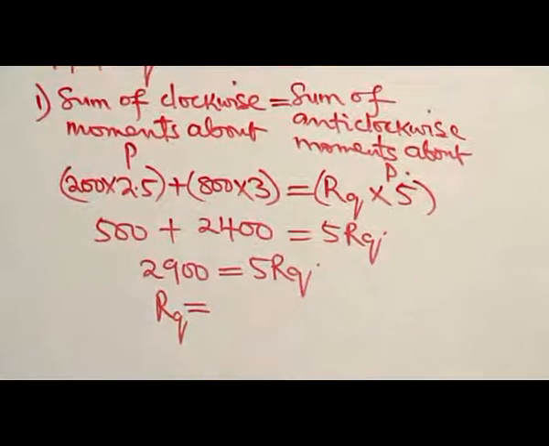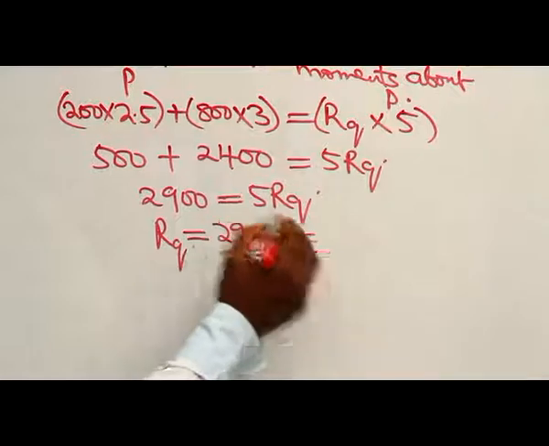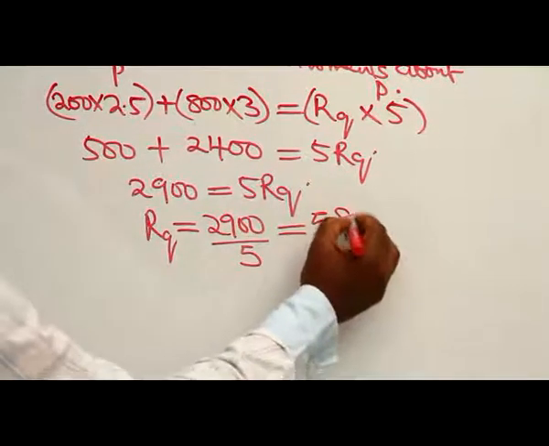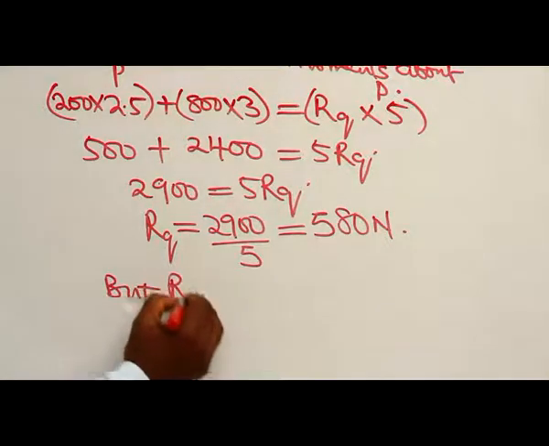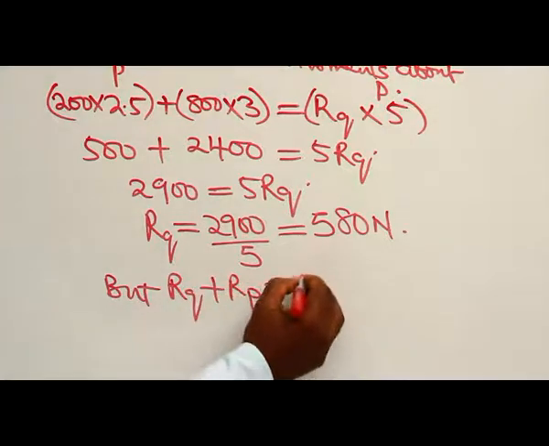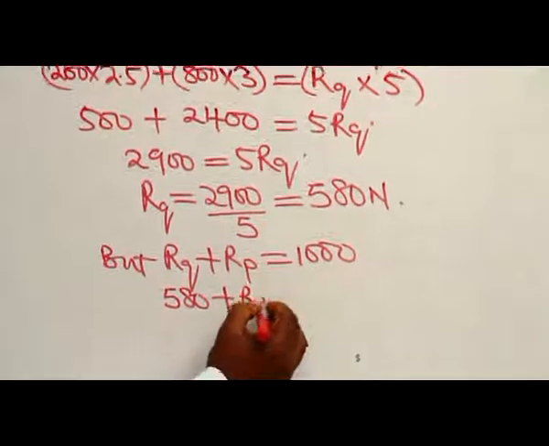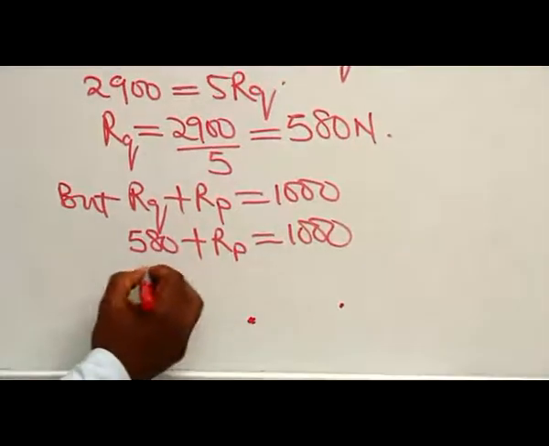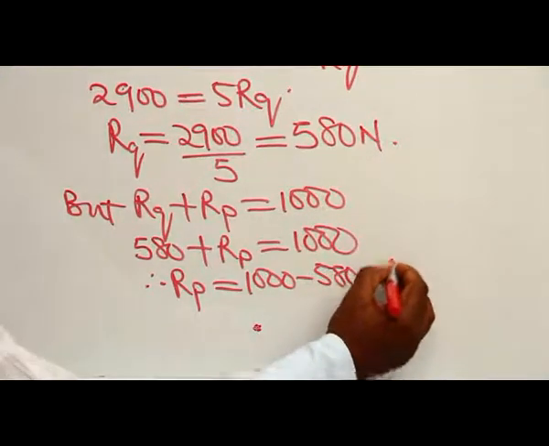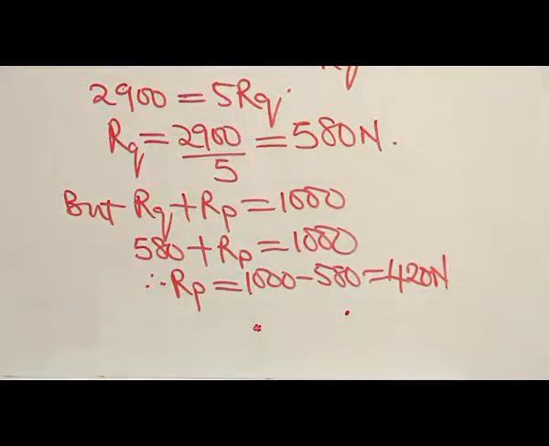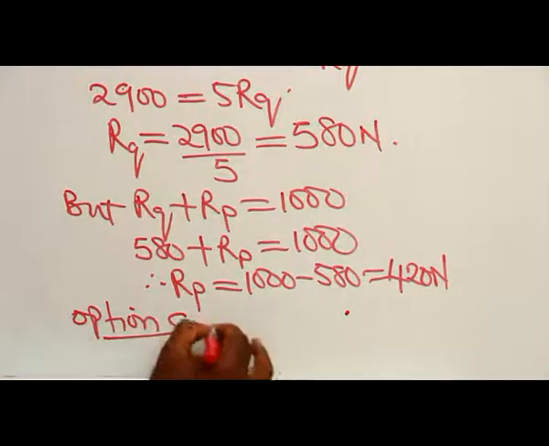RQ, the reaction at point Q, will give us 2900 divided by 5. And that will give us 580 Newton. But RQ plus RP is 1000. Now we know RQ to be 580, plus RP is giving us 1000. Therefore, RP is 1000 minus 580, which is 420 Newton. Option C is correct.